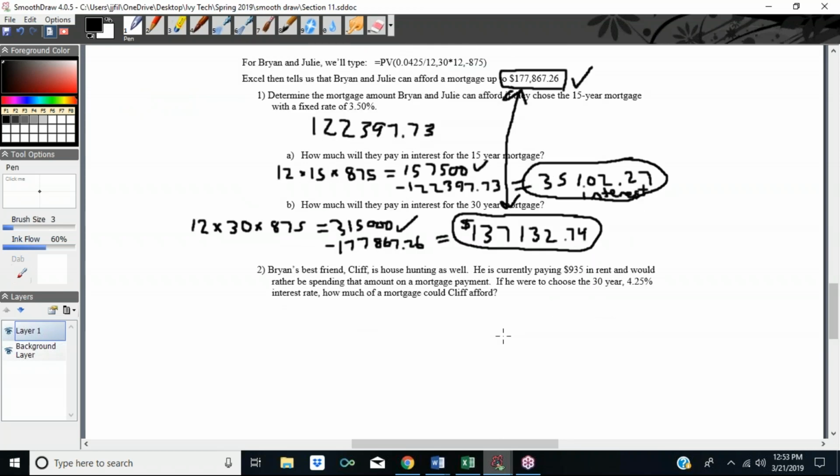All right, so here's my last question. Brian's best friend Cliff is house hunting as well. He is currently paying $935 in rent and would rather be spending that amount on a mortgage payment. If he were to choose a 30-year, 4.25% interest rate, how much of a mortgage could Cliff afford? So if you have Excel handy, do it on Excel. If not, you can look at the chart on the next page based on what you would have to put in. So what I would do is I would write, what would I have to put in here? What would my function look like? And then look that up on page 146. So I'll give you a minute to do that.